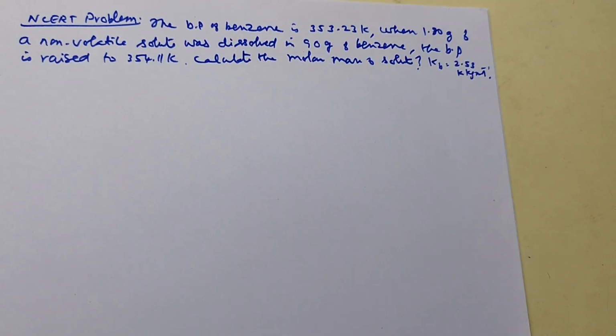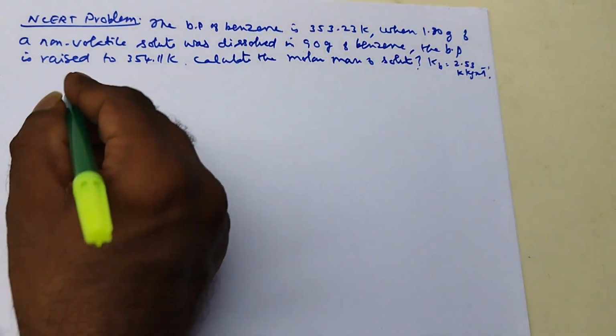Yes, we will take examples or application part. We will take a problem, an NCERT problem. The boiling point of benzene is 353.23 Kelvin. When 1.80 gram of a non-volatile solute was dissolved in 90 gram of benzene, the boiling point is raised to 354.11 Kelvin. Calculate the molar mass of solute, where Kb value for benzene is given as 2.53 Kelvin kilogram per mole. So what are the data available first?